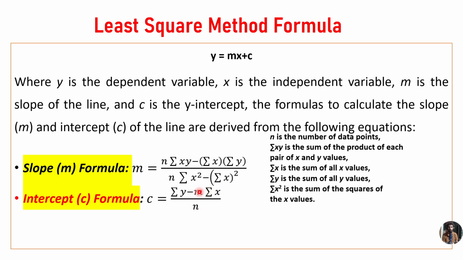Okay, now you may have some doubt: what is this n, what is this x, what is y? You see, n is the number of data points. In the previous example the data points are 4. What is the value of sigma xy? It is the sum of the product of each pair of x and y values. What is sigma x? It is the sum of all x values. Sigma y is the sum of all y values, and sigma x square is the sum of squares of x values. So this is called the least square method formula. Okay, so we'll see more now.